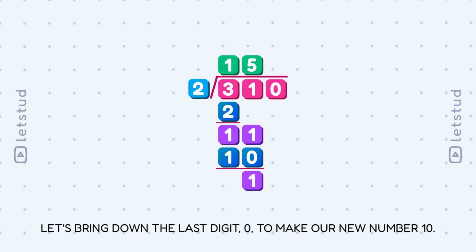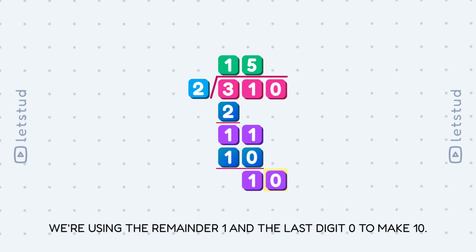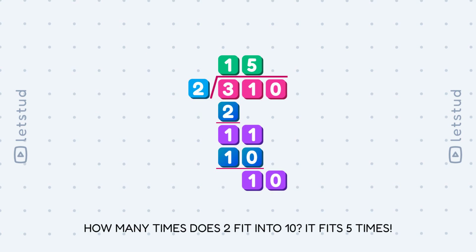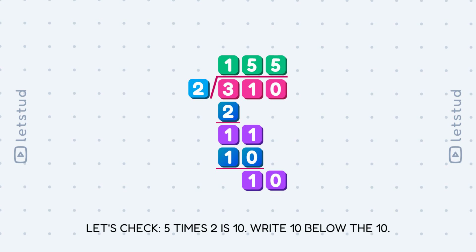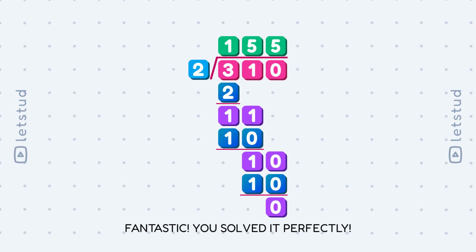You're on a roll, keep up the amazing work. Let's bring down the last digit 0 to make our new number 10. We're at the last step with the number 10. We're almost done. We're using the remainder 1 and the last digit 0 to make 10. How many times does 2 fit into 10? It fits 5 times. Let's check: 5 times 2 is 10. Write 10 below the 10. Subtract 1 last time. 10 minus 10 equals 0. No remainder this time. Fantastic, you solved it perfectly.